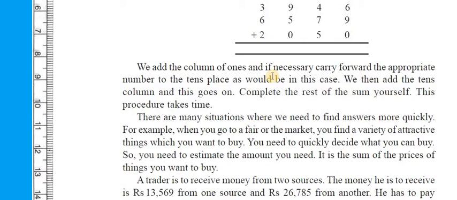In the same way, he gave an example that one trader has to get money from two sources. From one source he has to get 13,569 and from the other source he has to get 26,785. By evening he has to pay 37,000. So what he has to do is just add the money 13,569 and 26,785. Approximately that is 14,000 and this is 27,000. 14 and 27, how much will we get? 31,000. He has to pay 37,000.